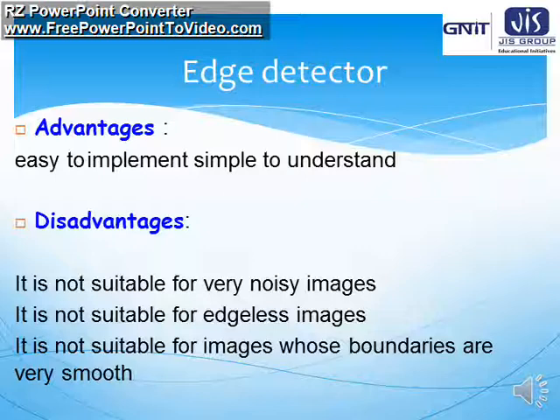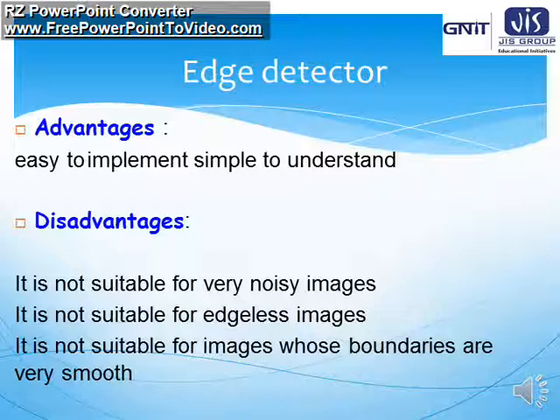Now this edge detector has both advantages and disadvantages. The advantage is that it is easy to implement and simple to understand. And what are the disadvantages? It is not suitable for very noisy images. It is not suitable for edgeless images. It is not suitable for images whose boundaries are very smooth. So if the boundaries are very smooth, then we cannot have any type of edges. So these are the disadvantages or limitations of edge detection techniques.